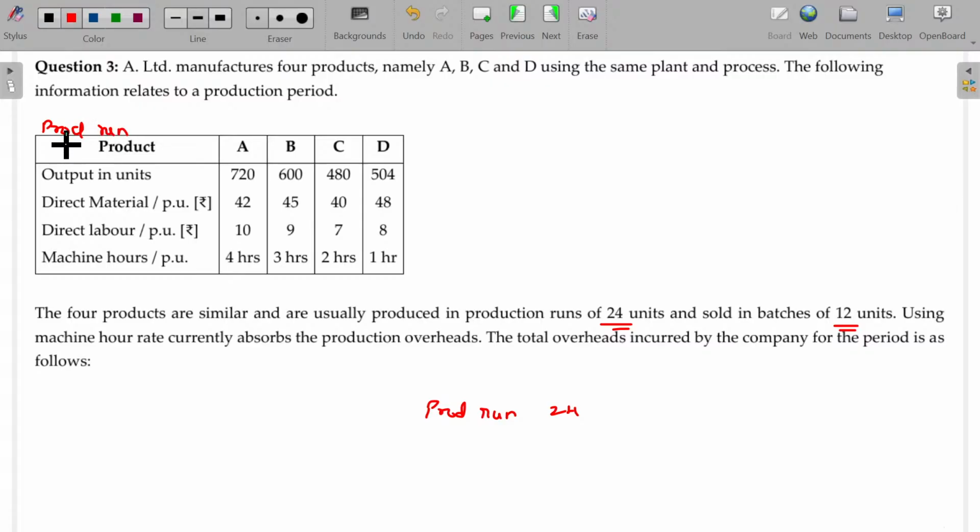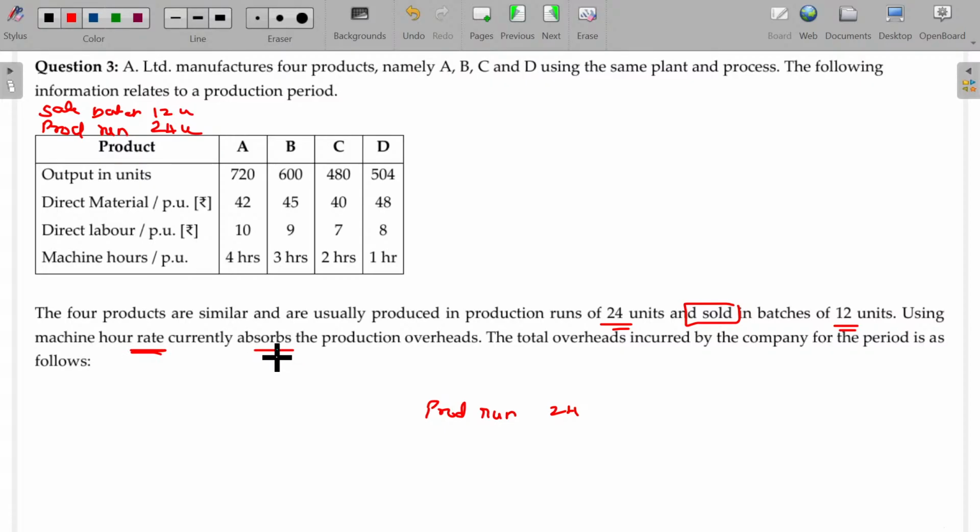Once you set the machine, how many units can you produce? 24 units per batch. And in order to sell, you can sell a dozen units. If you go and purchase, they will say you have to purchase 1 dozen, 2 dozens, like so. They sell in dozens. Using machine hour rate, the company currently absorbs the production overheads.